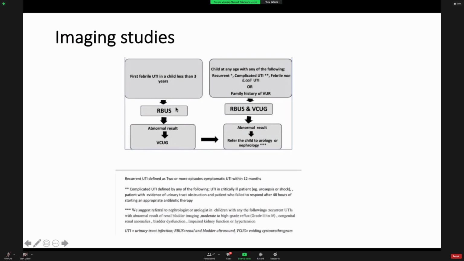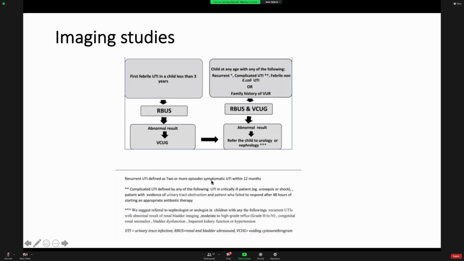And the ultrasound, usually you will defer it, it's better to do it 2 weeks to 1 month after the illness, so you are not confused by the presence of urinary debris or something that can complicate the pictures.